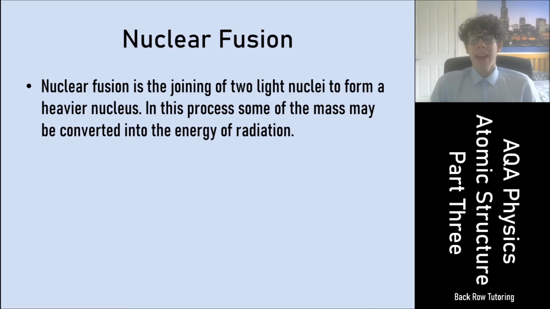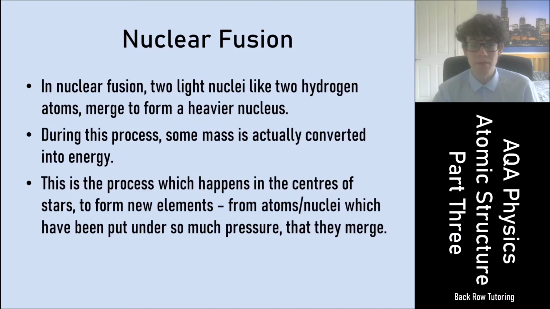Okay, moving on. The next thing and the final thing that we're going to look at is nuclear fusion. Nuclear fusion is the joining of two light nuclei to form a heavier nucleus. In this process, some of the mass may be converted into the energy of radiation. In nuclear fusion, two light nuclei, like two hydrogen atoms, merge to form a heavier nucleus. During this process, some mass is actually converted into energy.